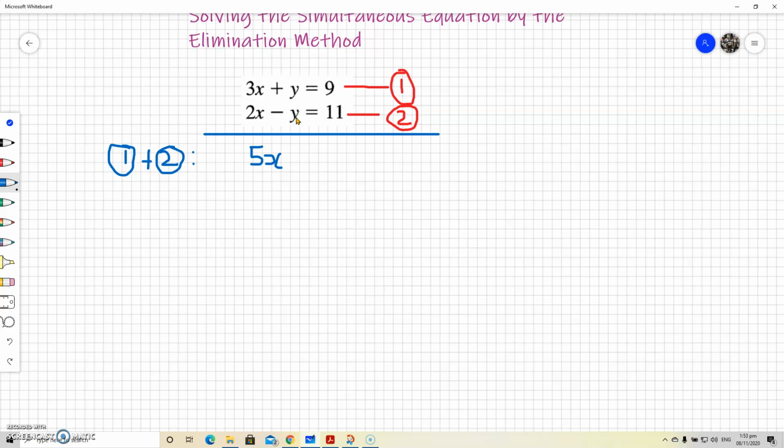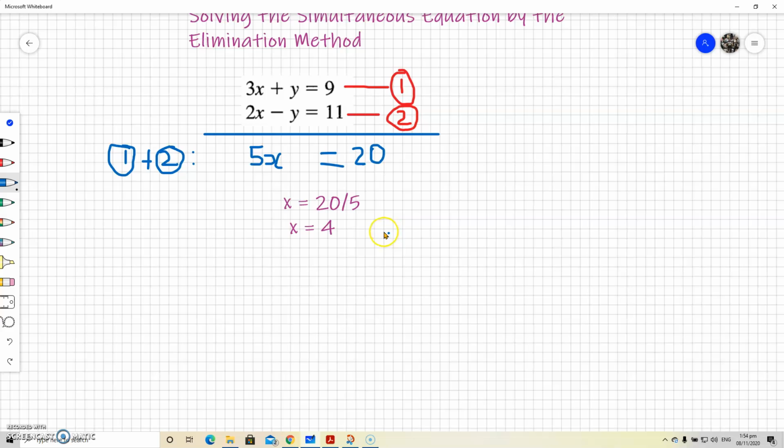Alright, now we said that elimination is just a process of getting rid of one variable. In this case, we're getting rid of the y term. 9 plus 11 is 20. Divide by 5 on both sides. So I get that x is equal to 20 divided by 5. This will give me x is equal to 4.